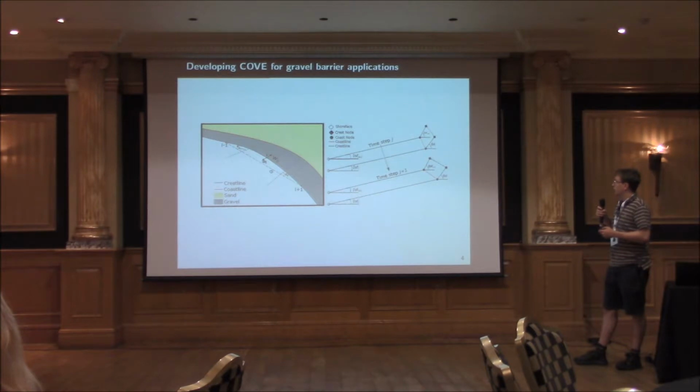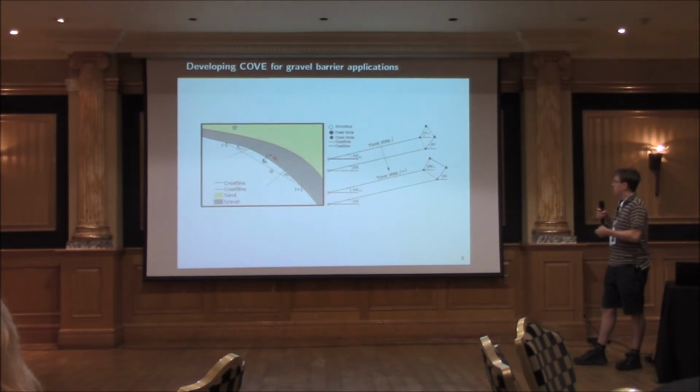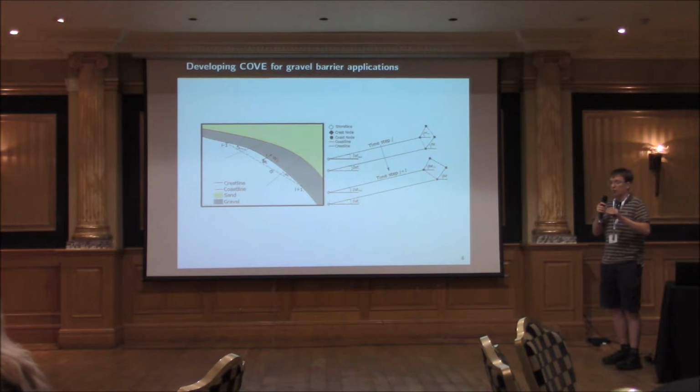So how have I changed it for gravel? I'm going to go through this. Essentially, everything is the same as this, mathematically. But what I've added in is the ability to resolve the height of the barrier, so the top of the barrier. So why is this important?